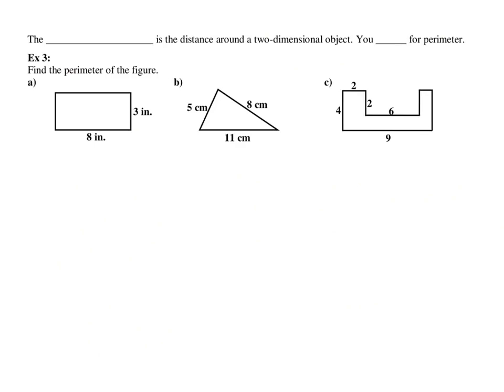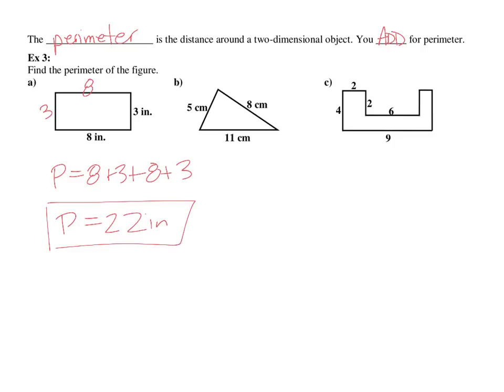The blank is the distance around a 2-dimensional object. That would be the perimeter. And you blank for the perimeter. You add when you're trying to figure out a perimeter. So find the perimeter of the figure. Here I have 8. Here I have 3. So the perimeter is 8 plus 3 plus 8 plus 3, which is 22 inches. Done. For the next one, perimeter is 5 plus 11 plus 8. So the perimeter is equal to 24 centimeters.